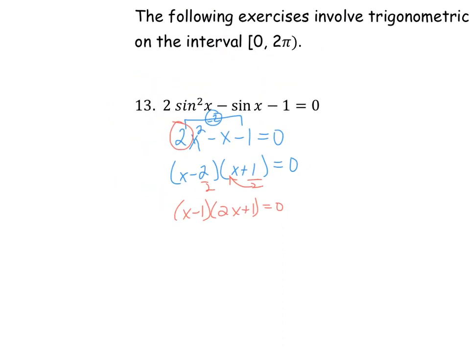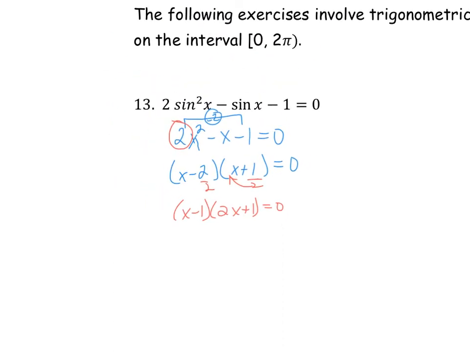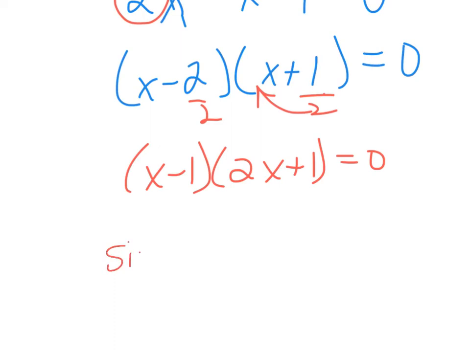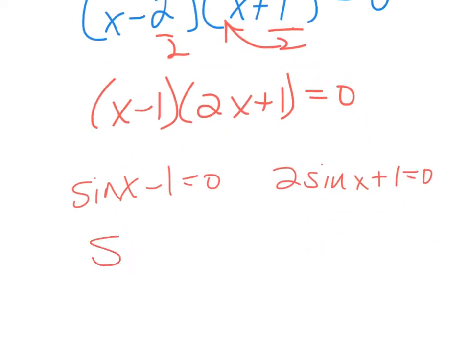Okay. What do I do now? Because I have to know where to look on the unit circle. How am I going to figure that out? What do I have to replace the x with? The sine. This is really sine x minus 1 equals 0, and 2 sine x plus 1 equals 0. So sine of x equals 1. Sine of x equals negative 1/2.